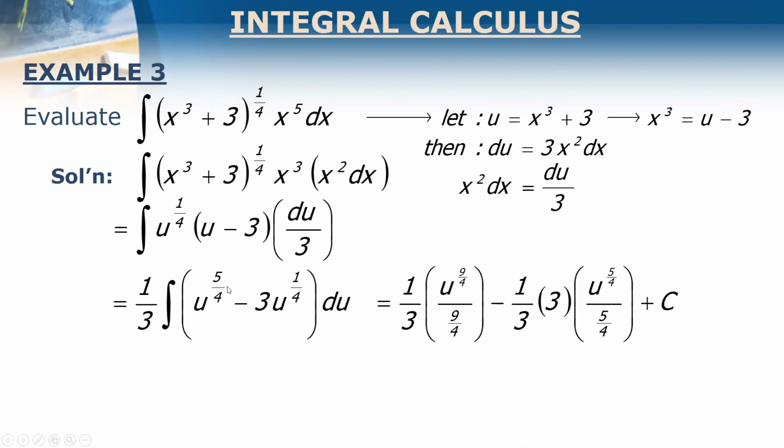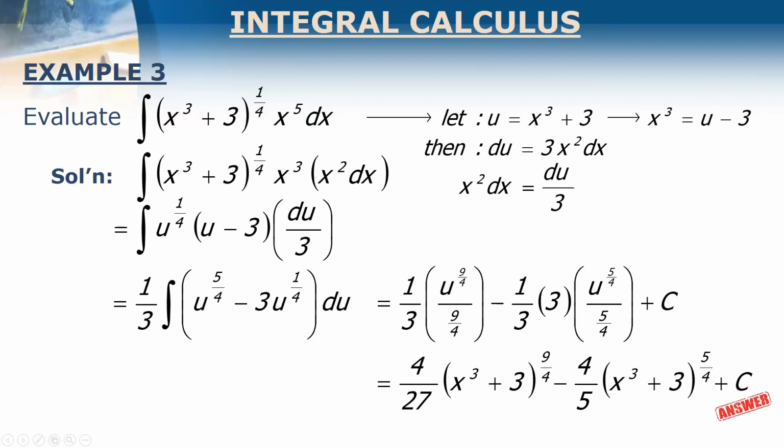So we get the result. 5 over 4 plus 1 is 9 over 4, so divide by 9 over 4. And then 1 over 4 plus 1 is 5 over 4. So 1 over 3, and then divide by 9 over 4 gives the result. And then replace u with the original variable, x cubed plus 3.